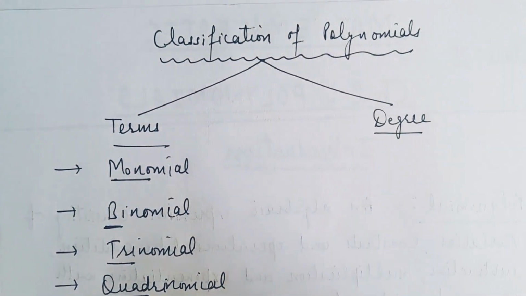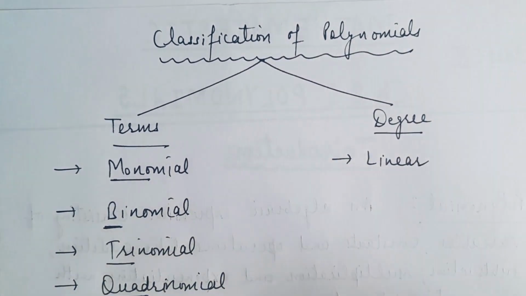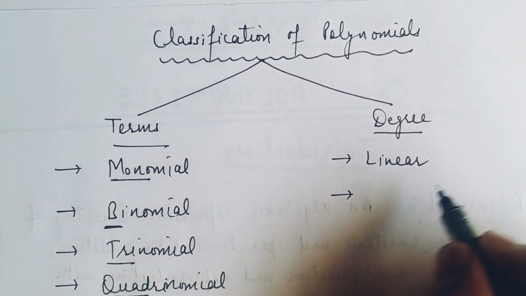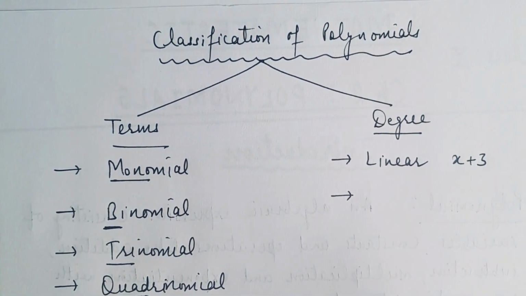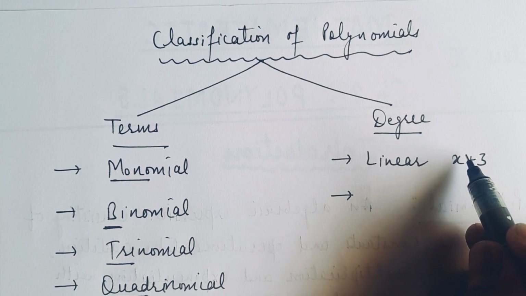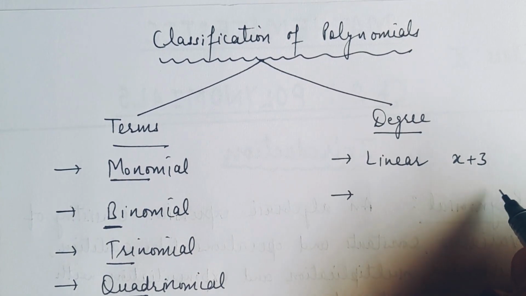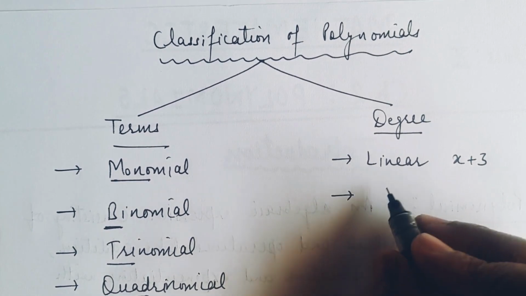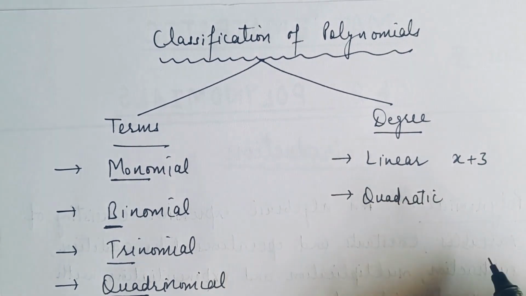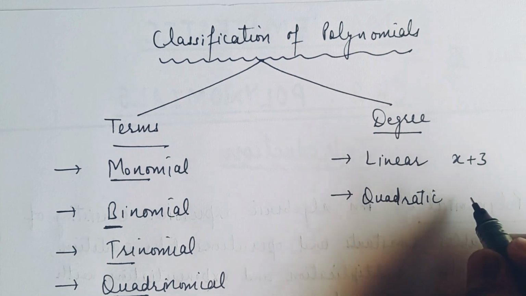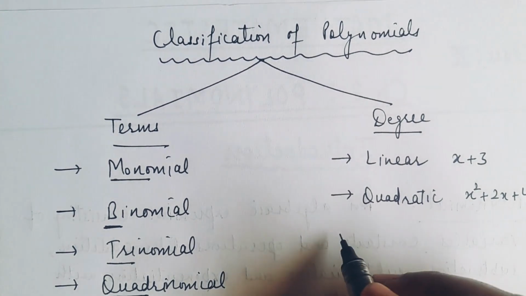Now, on the basis of degree, the classifications are as under. Linear polynomial means the polynomial which has degree 1, like x plus 3. This is a linear polynomial. This polynomial has degree 1. Highest power of the variable is 1 here. After this we will talk about the general term of the linear polynomial. Then quadratic polynomial, that contains the highest power as 2. Suppose x square plus 2x plus 4. This is a quadratic polynomial.